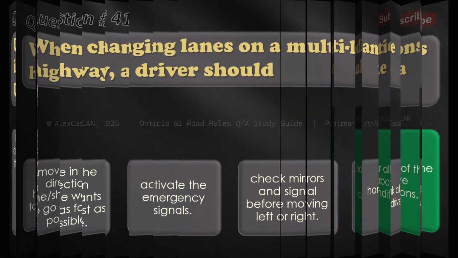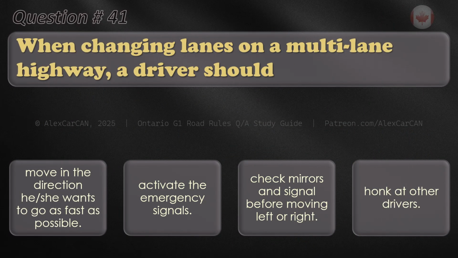Question number 41. When changing lanes on a multi-lane highway, a driver should move in the direction he or she wants to go as fast as possible. Activate the emergency signals. Check mirrors and signal before moving left or right. Honk at other drivers. The correct answer is check mirrors and signal before moving left or right.